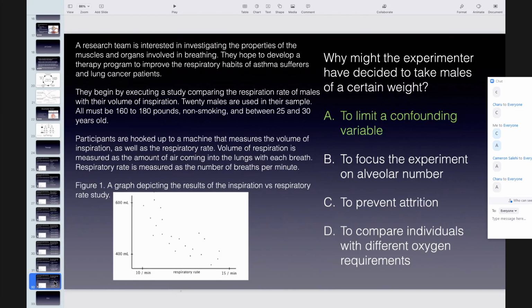Compare individuals with different oxygen requirements. That really comes down to how healthy you are. What's the status of your lung parenchyma? Do you have emphysema? Do you have fibrosis? So that's not something that they looked at in this case. Weight has nothing to do with that. To prevent attrition, that's over time, fewer and fewer people give results. So that is something to keep in mind in statistics throughout biology. And then B, to focus the experiment on alveolar number. That's not necessarily something to do with weight, that's something to do with height as well.